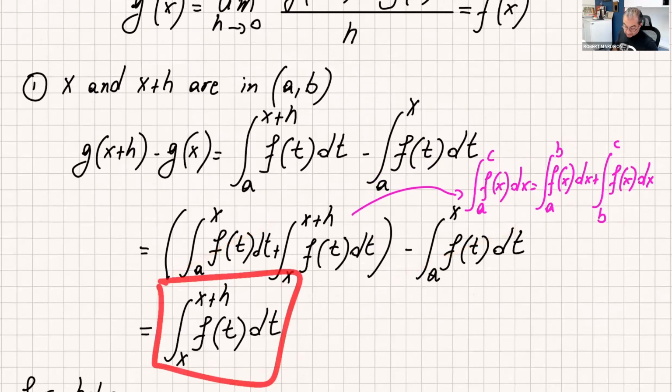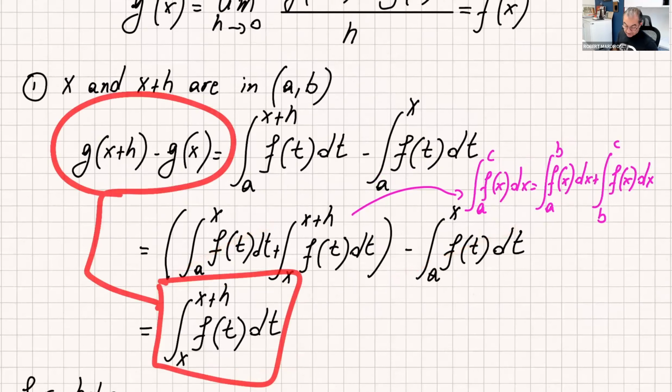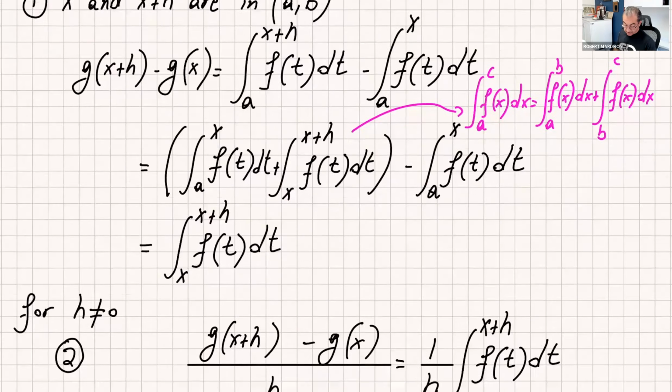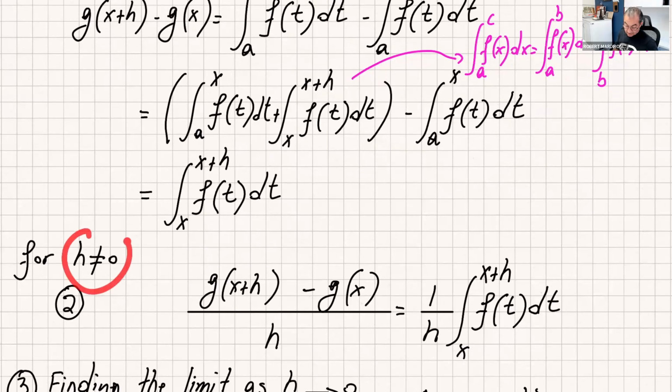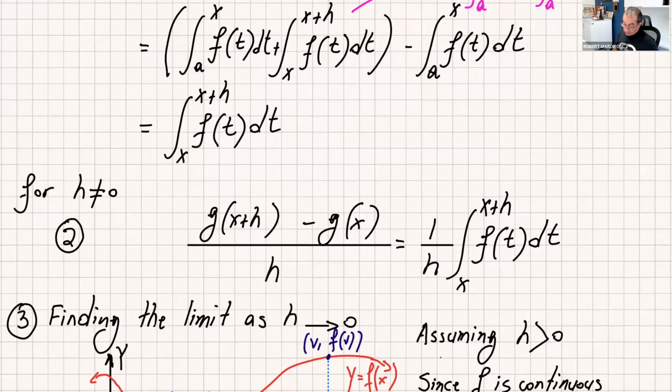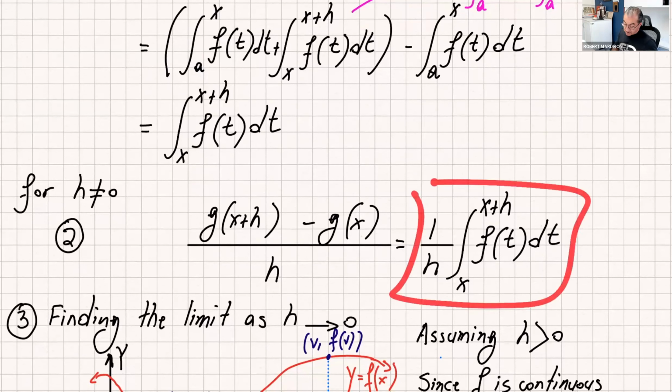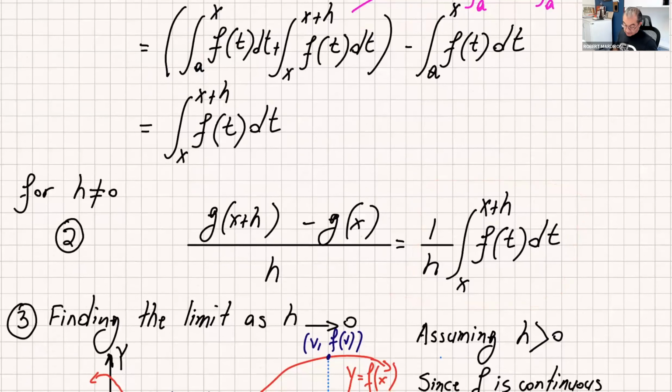And this is g of x plus h minus g of x. So, for h not equal to 0, and I wrote it here, g of x plus h minus g of x over h is just this quantity over h, or you can write 1 over h times the integral. Now once we have this expression, the next goal is to know what happens as the limit as h approaches 0.